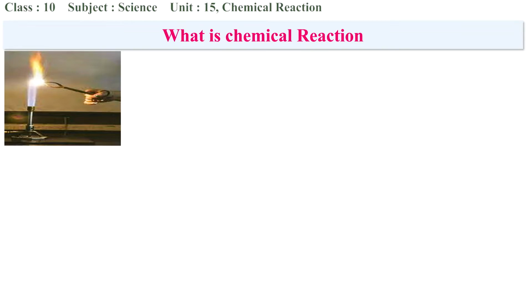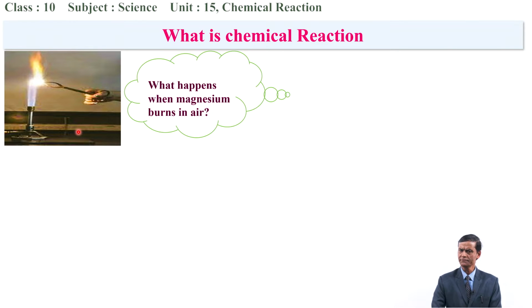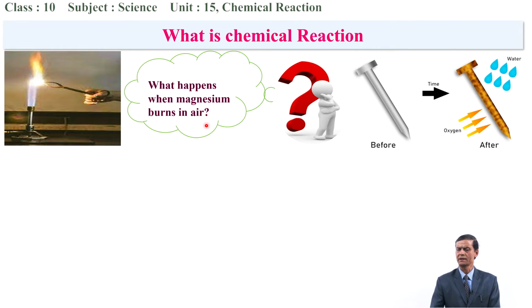Look at here. What is this? It's about burning magnesium, isn't it? Burning magnesium is a type of, what is this? Is it physical change or chemical change? It is chemical change, isn't it? Similarly, what happens? Look at it. Here is an iron nail. Before, this iron nail was shiny, brilliant, isn't it?